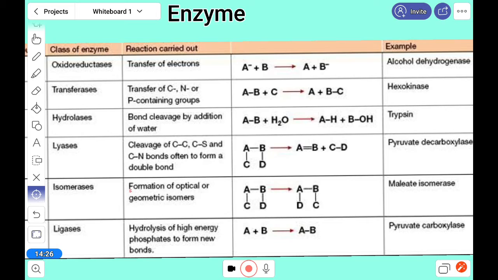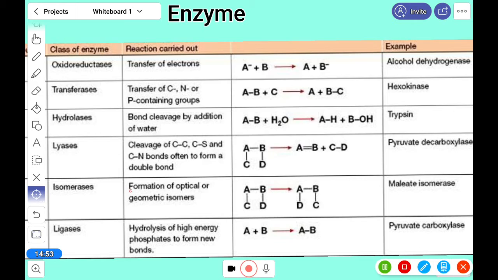Now ligase, also called synthetase. Here hydrolysis takes a high energy phosphate to form the new bond. So here it will join, not be cleaved. AB, one bond here will form.